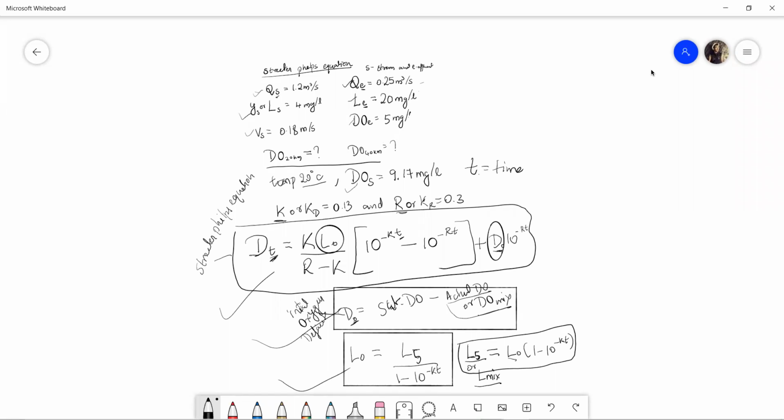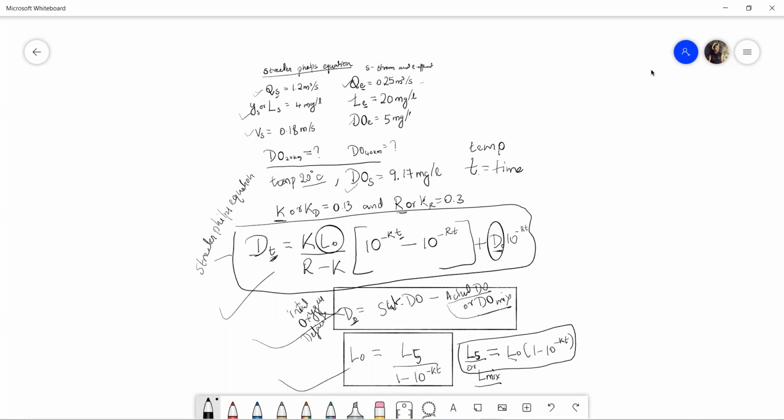At 20 degrees Celsius, the DO of the stream is 9.17. So even if they don't give you the DO of the stream, you have to assume it is 9.17 or 9.2 if the temperature is said to be 20 degrees Celsius. And T represents the time. Whenever temperature is taken into account, we have to write it as TEMP itself. T represents time, so don't get confused between those two.